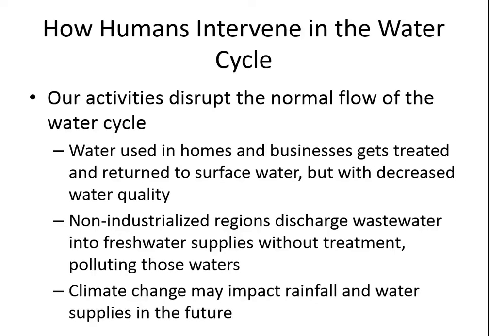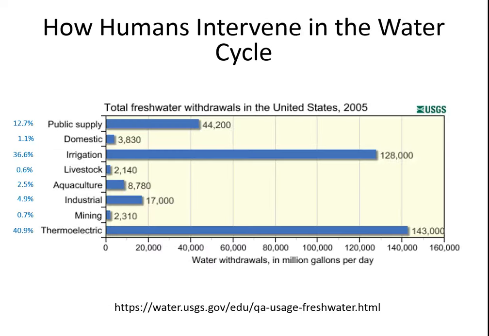And then we also see that climate change, which again is occurring because of human activities, is having an impact on rainfall and may have an impact on water supplies in the future. So there are a lot of ways that humans tend to intervene in the water cycle. And some of the more specific ways that we do this are listed on this slide.